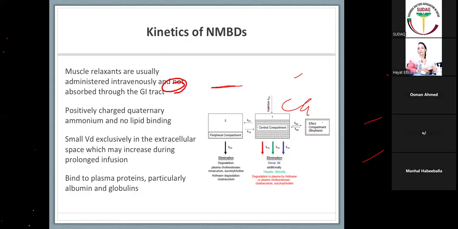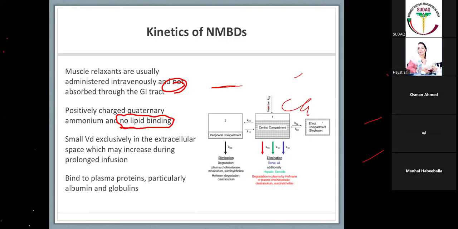We have to say that all muscle relaxants are positively charged quaternary ammonium compounds, so the lipid binding is nil or very little. This will affect the volume of distribution. So the volume of distribution is very small, and the drug is exclusively in the extracellular space. However, during prolonged infusion, some uptake into peripheral compartments might happen, and it will increase the elimination time of those drugs.